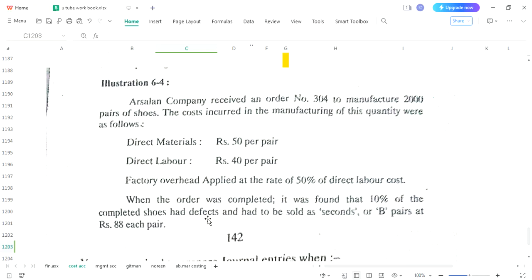Hey guys, hopefully everyone is doing well. Today's target is to understand spoiled and defective journal entries with the help of an example.